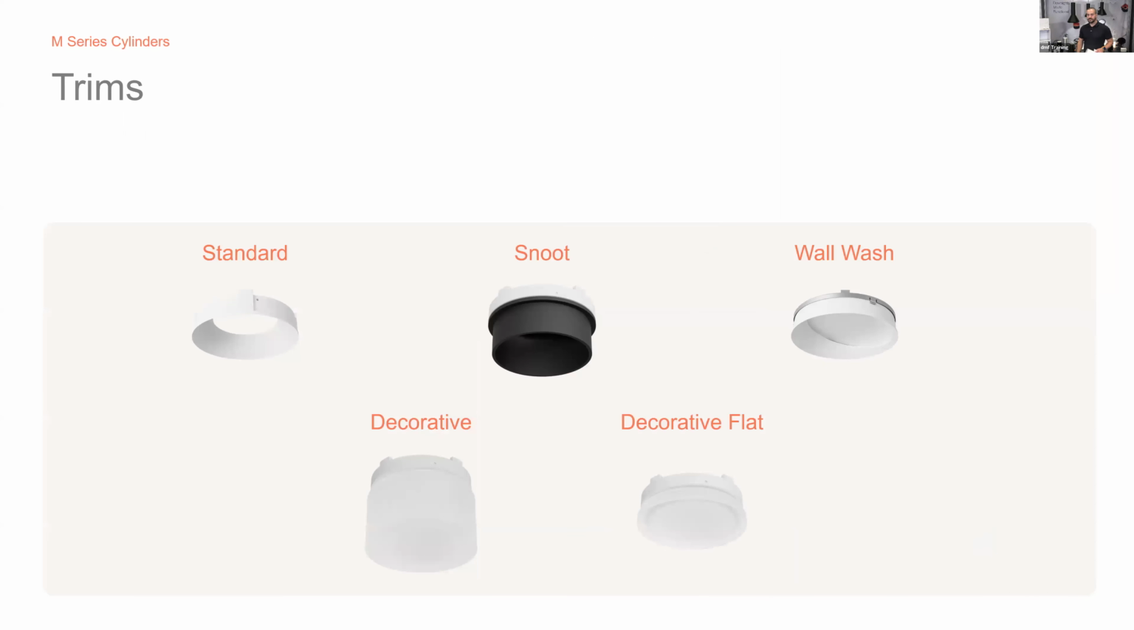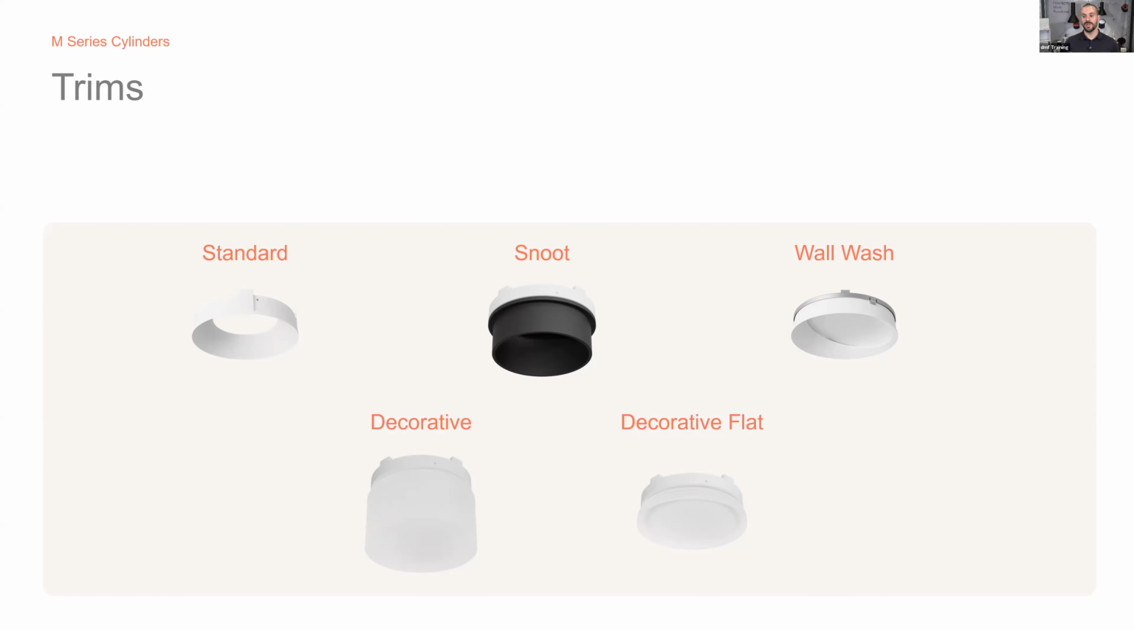In terms of the trim styles we have available, there's our standard trim, which is also most commonly known as a bevel trim. On our wet rated cylinders in this family, you do also have a sealed off lens in front of all of that. We do have a snoot trim, which just drops down below, gives you a little bit more shielding without really changing the profile of the cylinder too much.